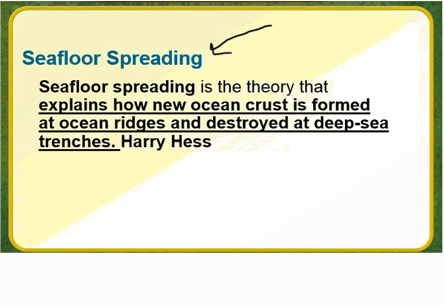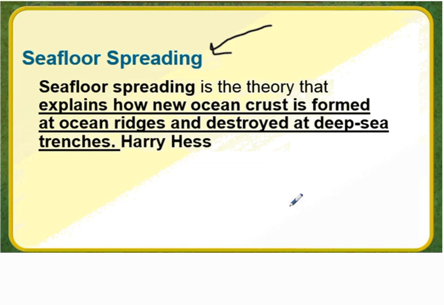So Alfred Wegener had his evidence, his fossils, his climate, geology, and the shape of the coastlines, but he couldn't explain how. So everyone thought he was crazy. Harry Hess had the data showing that there are areas of the ocean that have younger crusts and older crusts, and that new crust is being created in one spot and destroyed in another. And he wrapped this all together as the theory of seafloor spreading, which explains how new crust is formed at ocean ridges and destroyed at deep sea trenches.